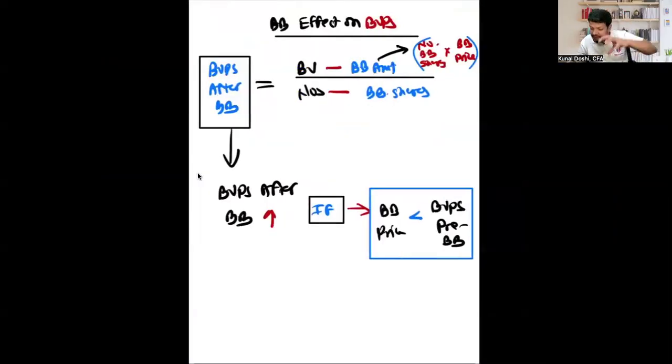Clear? Same way in case of book value per share, what will happen? If you are able to do the buyback at a cheaper price than the current book value per share, then it's a good deal. Then the book value after the buyback will jump up, will increase.